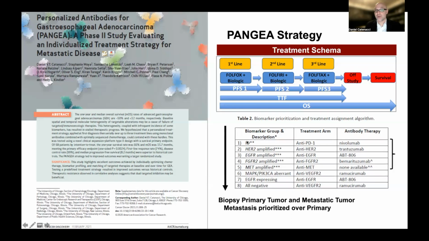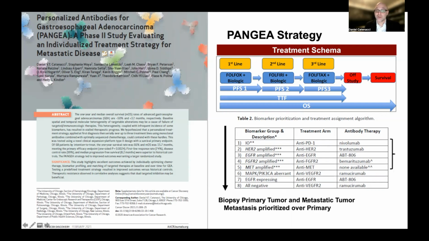For example, immunotherapy took precedence, but if there was not a marker for immunotherapy to predict benefit, then you would go to the gene amplifications. And if there was more than one gene amplification in a tumor, then the one with the highest copy number would take priority, which is not a standard of care. But from our understanding, as I'll show you in a moment, the higher the gene copy number, the more likely the benefit. So if you have two genes that are amplified, we would go after the one with the higher gene amplification.